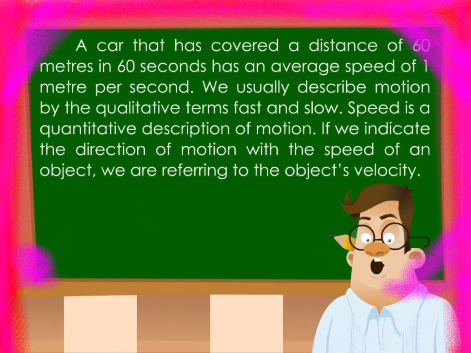A car that has covered a distance of 60 meters in 60 seconds has an average speed of 1 meter per second. We usually describe motion by the qualitative terms fast and slow. Speed is a quantitative description of motion. If we indicate the direction of motion with the speed of an object, we are referring to the object's velocity.